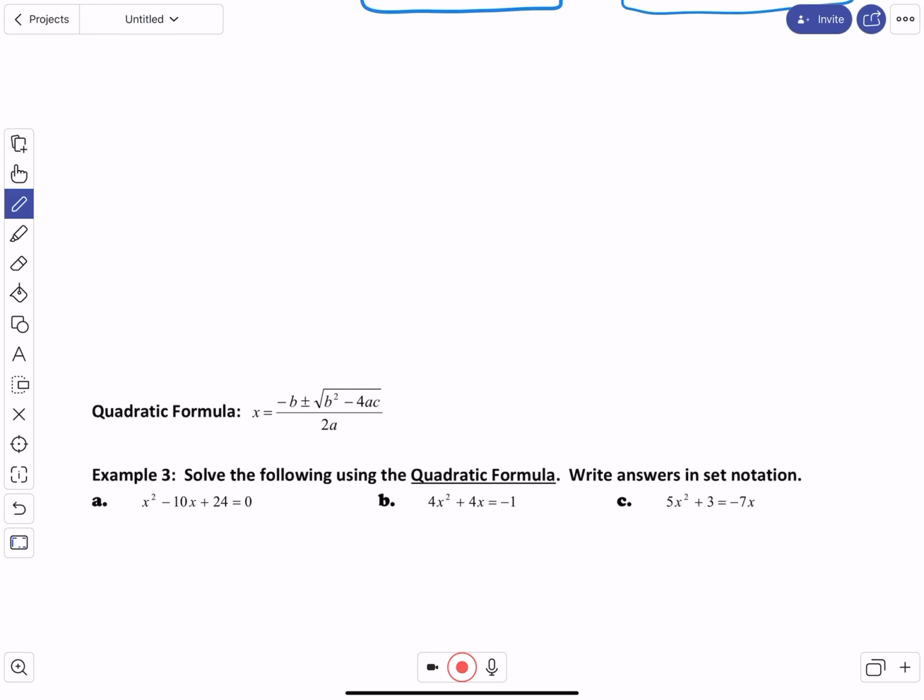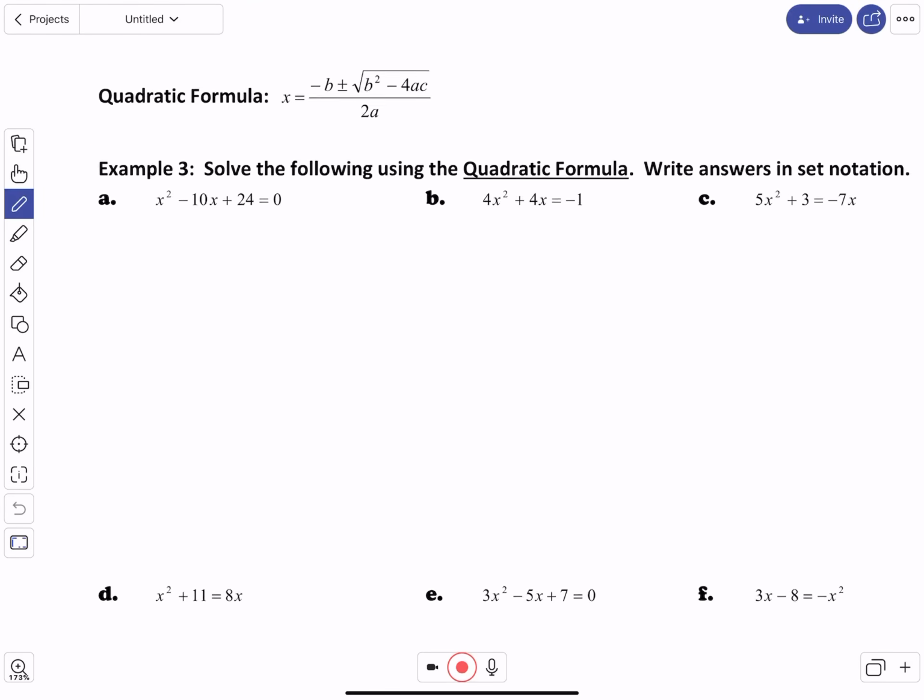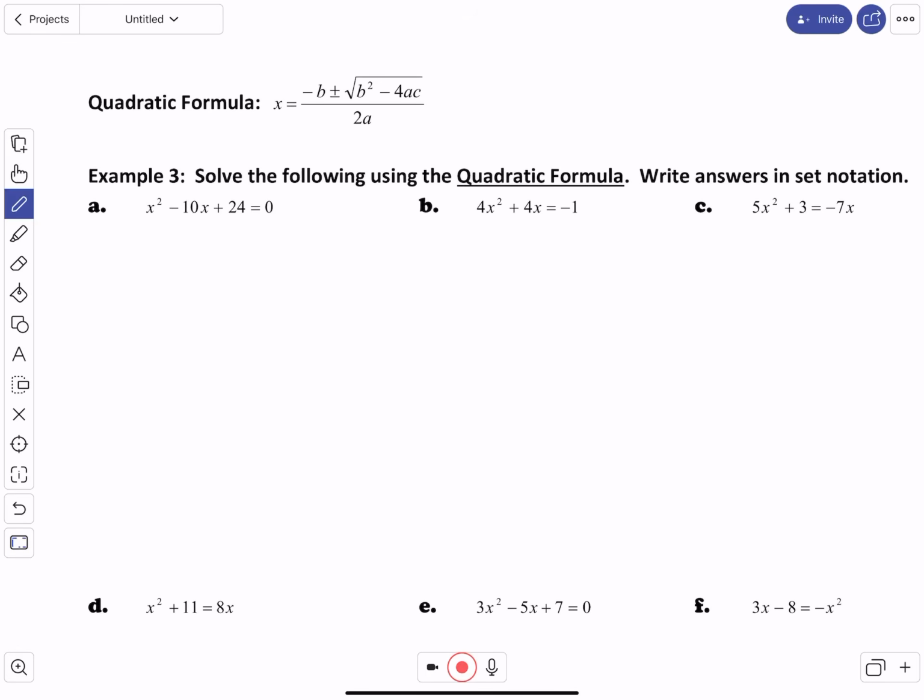Now we get into using the quadratic formula. Now, there is a song you can sing to help you remember the quadratic formula. You do need to memorize this. So I will sing it for you real quick. So it goes like this.